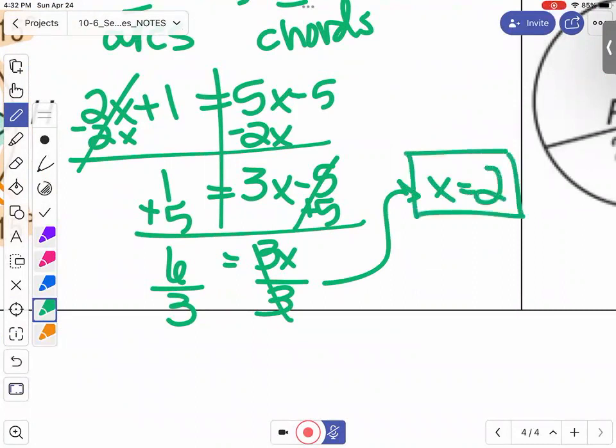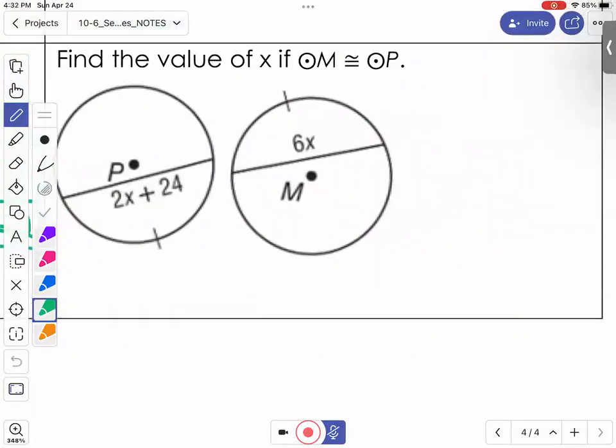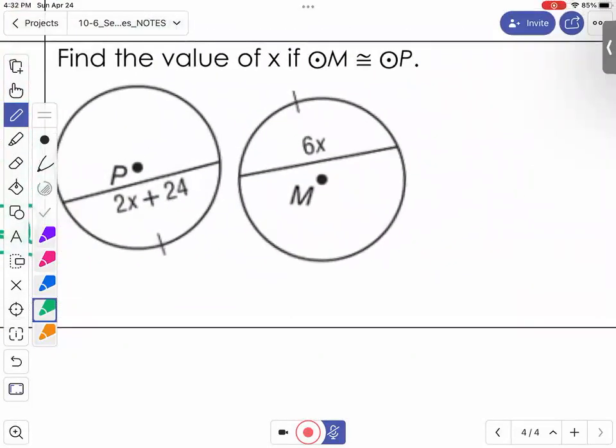So again, keep in mind, congruent arcs give you congruent chords, and congruent chords means you have congruent arcs. That goes both ways. Let's try our last one. Now, visually, we have two separate circles. That does not change the property at all. My circles are congruent. That was one of the main things it said. Find the value of x.